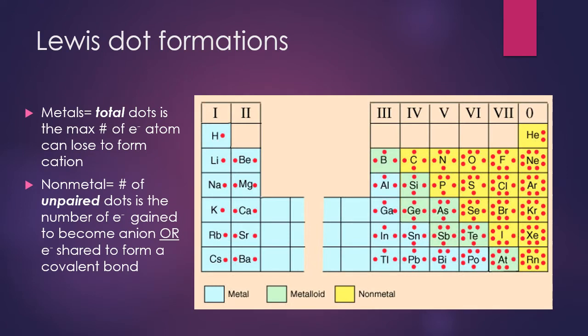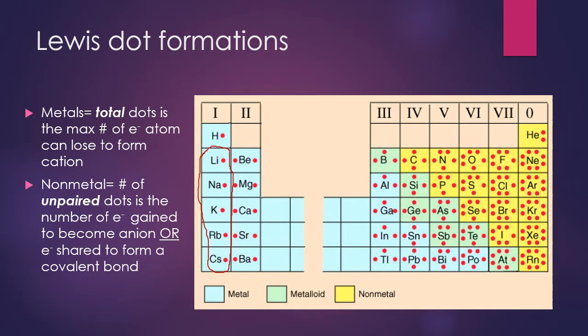Here's a periodic table representing the Lewis dot formations for all the main group elements. Notice that for the metals, their total dots is the maximum number of electrons that they can lose to form a cation. So all the alkali metals in group 1 have 1 dot, and they can lose that 1 electron to become a +1 charge. So we're tying it together with oxidation numbers.